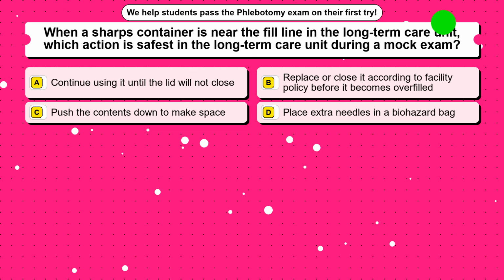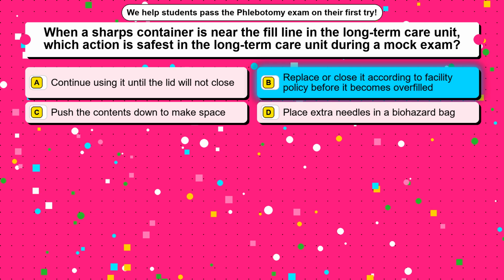Question 8. When a sharps container is near the fill line in the long-term care unit, which action is safest in the long-term care unit during a mock exam? Option A. Continue using it until the lid will not close. Option B. Replace or close it according to facility policy before it becomes overfilled. Option C. Push the contents down to make space. Option D. Place extra needles in a biohazard bag.